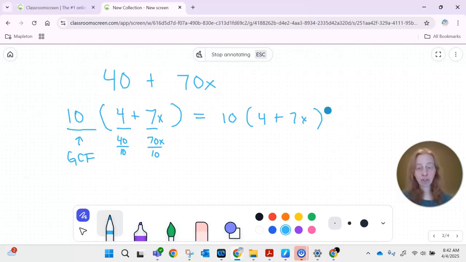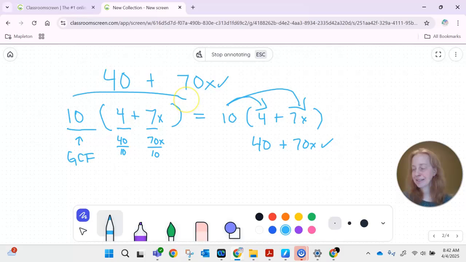Now I can double check this by going the backwards way. Can I get the same answer both directions? Well, I'm going to multiply. 10 times 4 is 40. 10 times 7x is 70x. Yes, I get the same thing. So this is indeed my answer, my factored form where I factored out the greatest common factor.